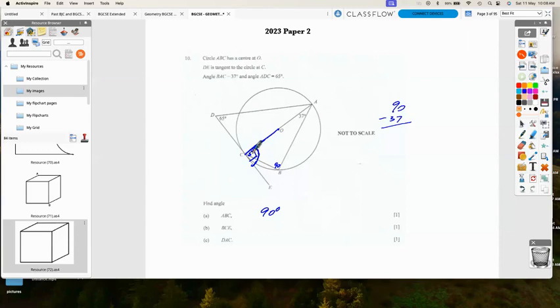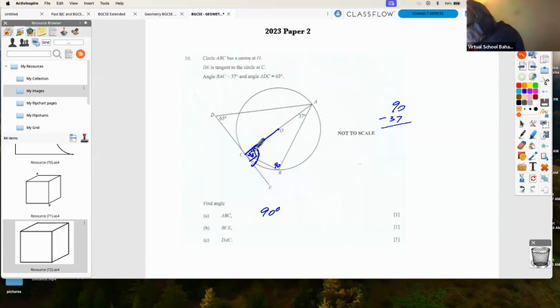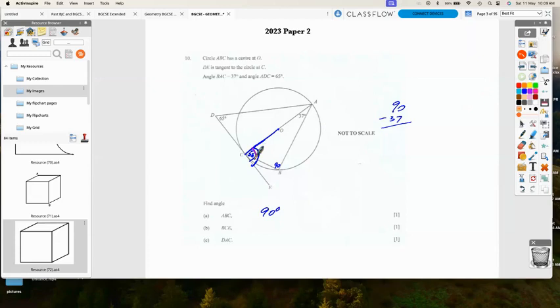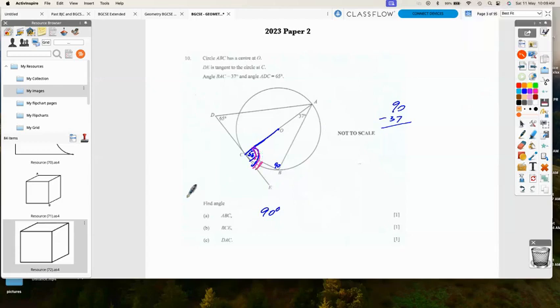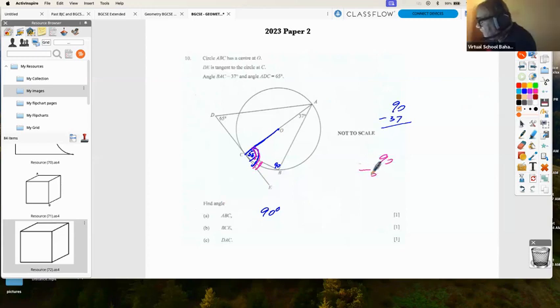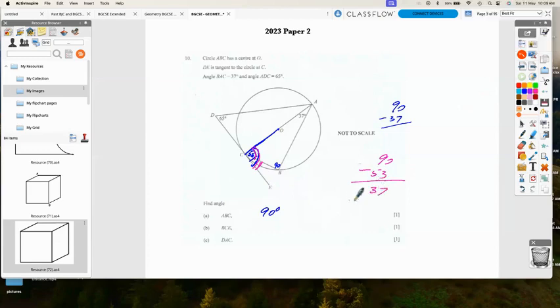So let me use a different color. If this little piece up to the triangle part is 53, and then we know that all of this is 90, how do we find this little piece outside here? So take that away from 90. So 90 take away 53. What do we get? 37.